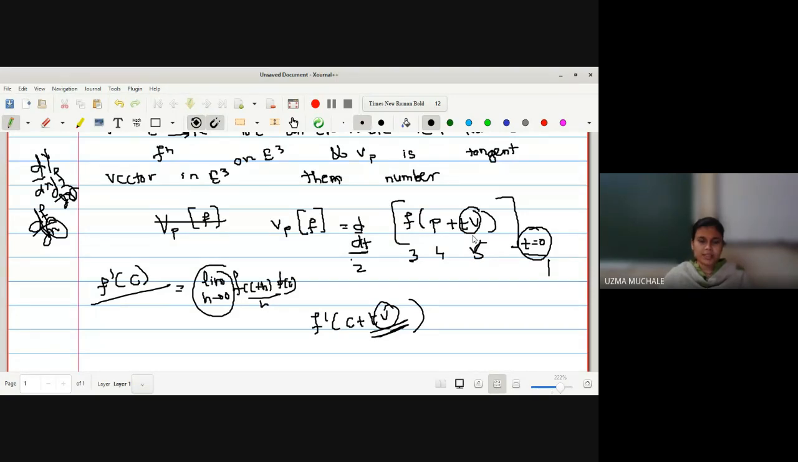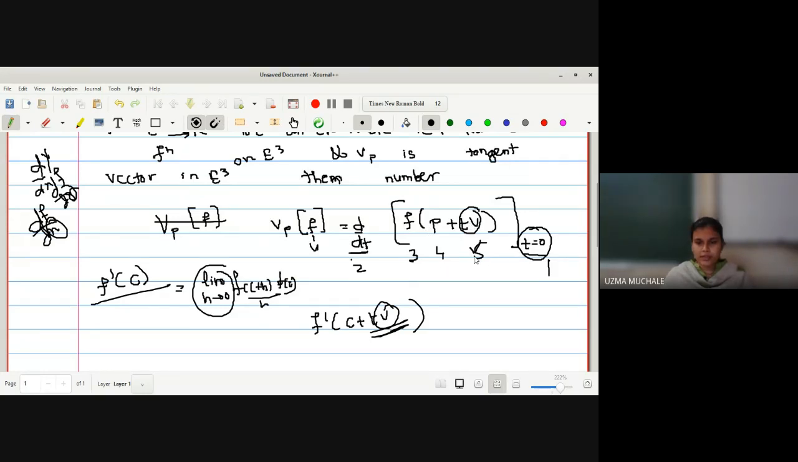Okay, let me repeat once again. What is the definition? It is going to find the rate of change in an arbitrary direction. So for that, first we need one real valued function defined on E3 space, that is f. Okay, and what is the notation? Vp[f], and how is it read? Vpf. The square bracket denotes that we are finding the directional derivative of function f at a point p in the direction of v. So what is the definition? The initial rate of change of a function f at a point p in the direction of v.